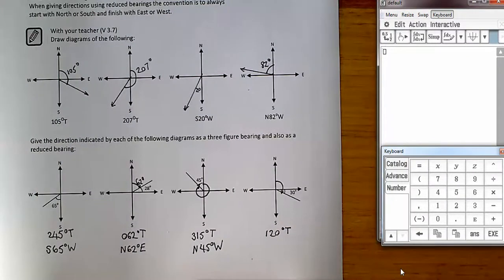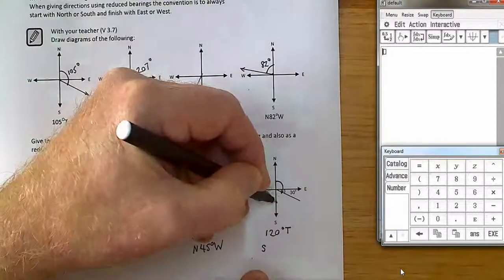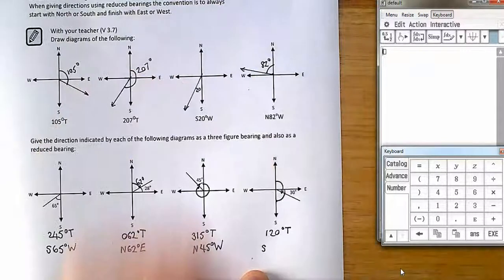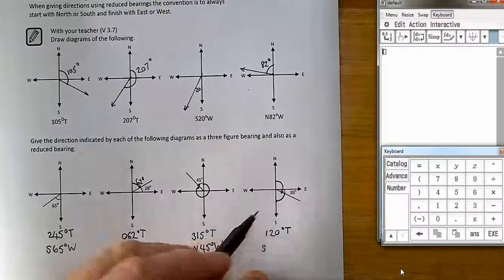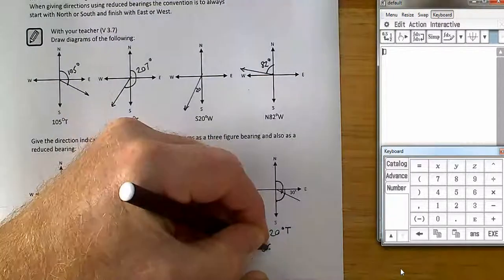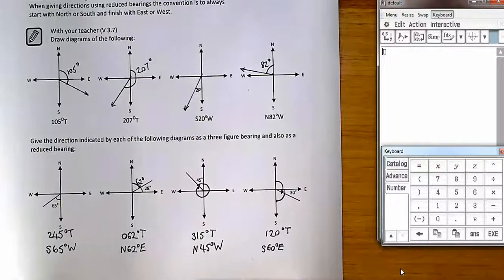Alternatively, I could give this one, and I've got to give it as starting from north or south, and that angle in the middle of a reduced bearing has to be less than 90 degrees. So there's only one way I can do it properly, and that's to start from south and rotate. How many degrees will it be around till I get to that line? Well, it's 30 degrees there. Together they make 90. So south, 60 degrees towards the east as a reduced bearing.